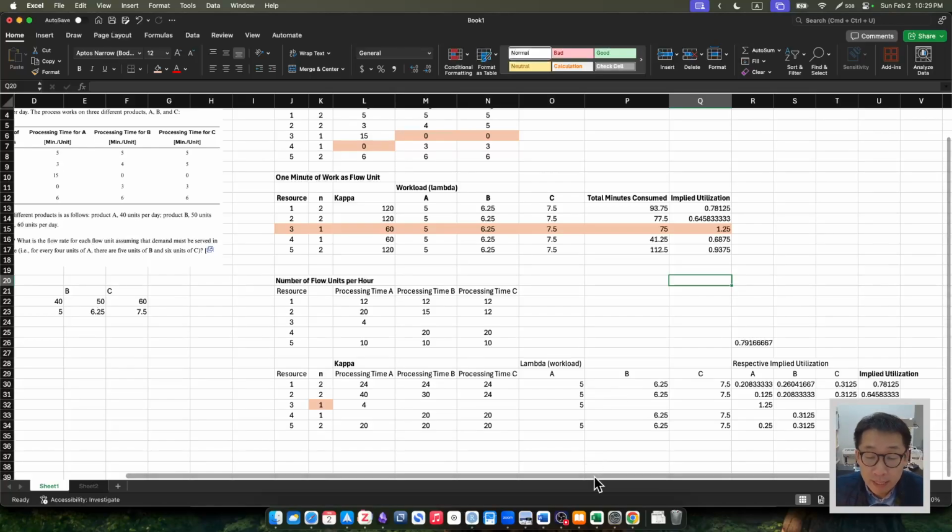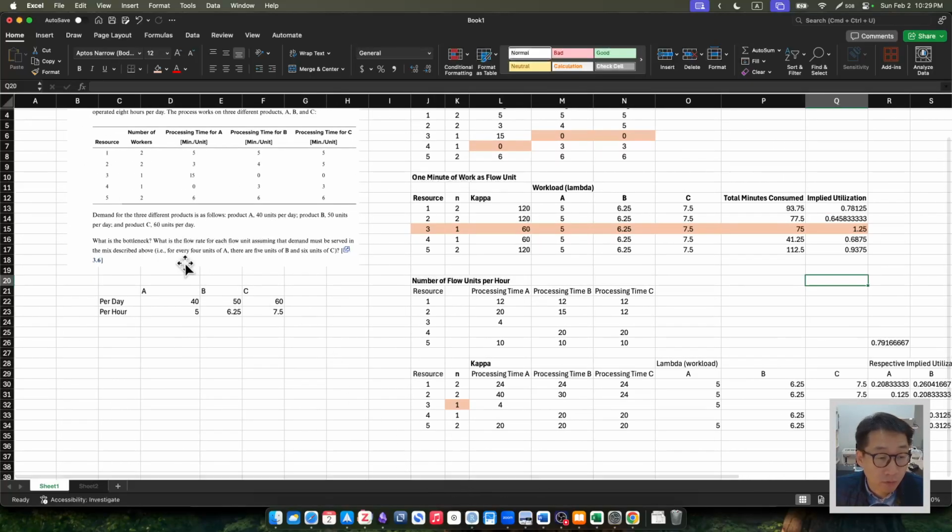Okay, so with that, let's move on to the very last question of this problem. What is the flow rate for each flow unit, assuming that the demand must be served in the mix described above? So basically, the condition is you want to maintain this ratio. Then what is going to be the flow rate on each unit?